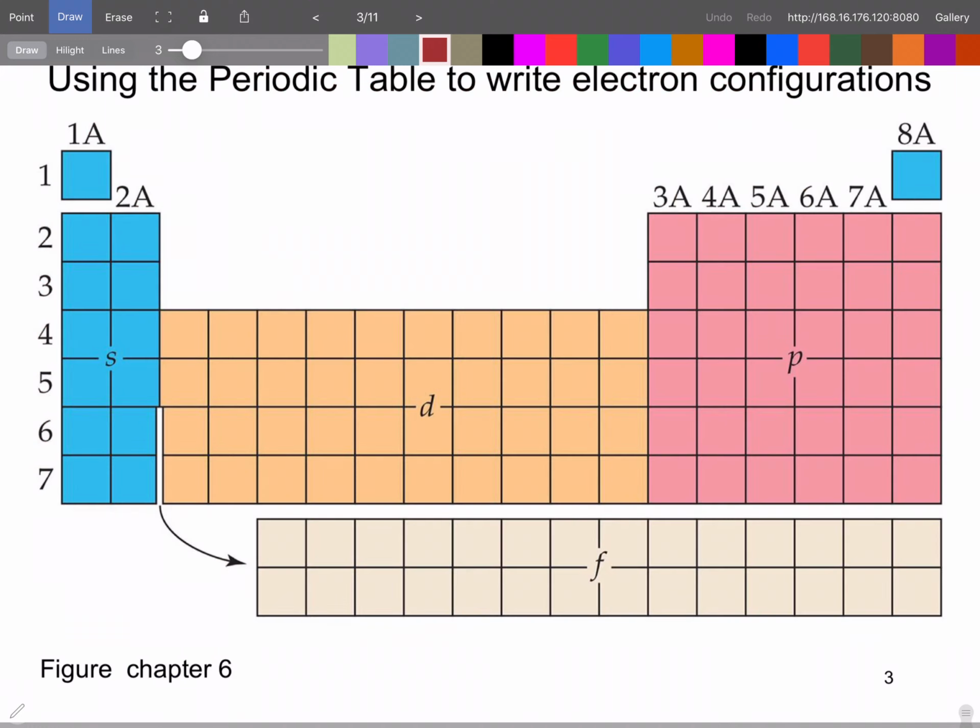So this is out of your periodic table. They're saying the same thing: the s's, d's, p's, and f's. And remember, these match: this is n minus 1, and this is n minus 2.